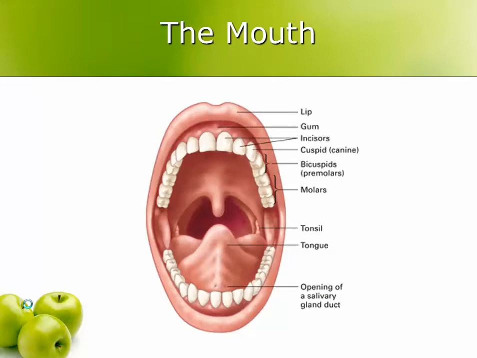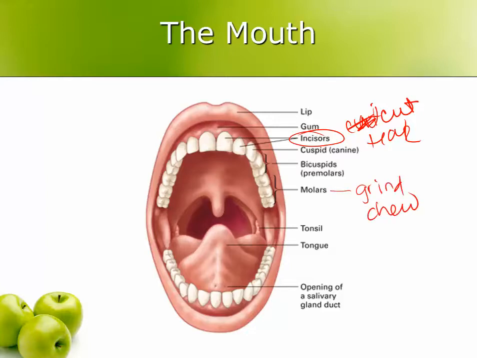So in your mouth, you have teeth that are set up for cutting and tearing, and those would be your incisors. Those would be used to cut and to tear. And then you have your molars, which are used for grinding and chewing. Your tongue also helps to move food along into your throat when you get ready to swallow. And you also have little holes underneath your tongue and on the sides of your mouth where saliva comes in.